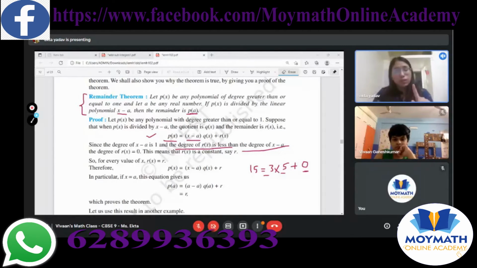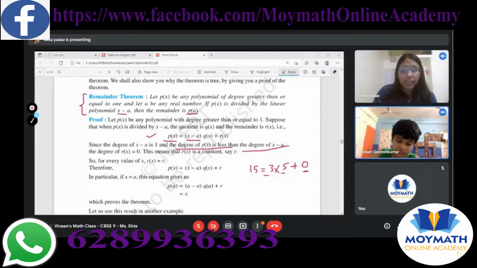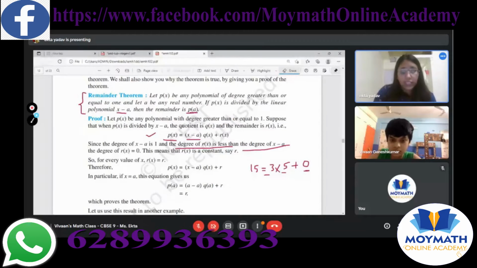Okay. So now we said the remainder's degree is less than the degree of the divisor. The divisor is x minus a, and the degree of x minus a is 1. So what would be the degree of the remainder? 0, because it should be less than 1, and degree cannot be negative. So if the degree of a polynomial is 0, what does it mean? It's a constant.